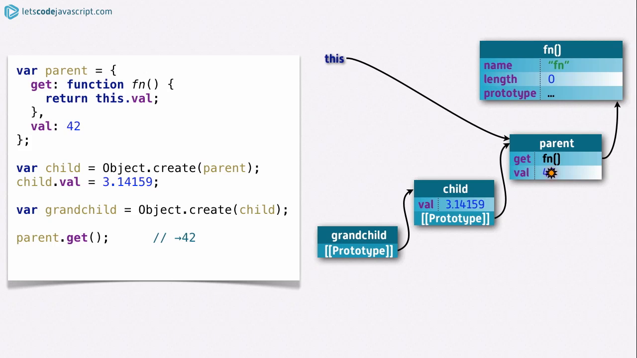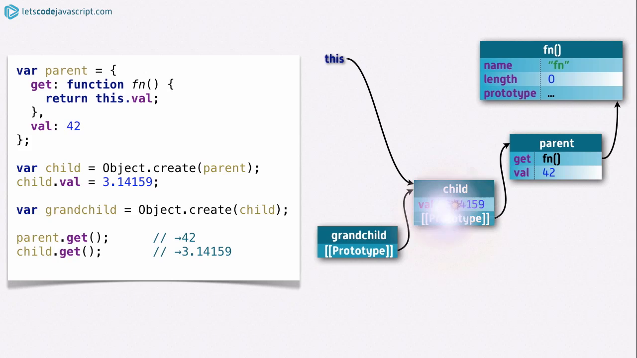But here's the cool part. If we call child.get, then this is set to child. JavaScript will look for get on child, but it won't find it. So it'll look at the prototype. It'll go up the prototype chain and look at parent, and it will find get there. When it finds that function, it will try to return this.val, which means it will go back to child, look for val, and find it. So child.get will return 3.14 rather than 42, even though it's using the function that was defined in parent.